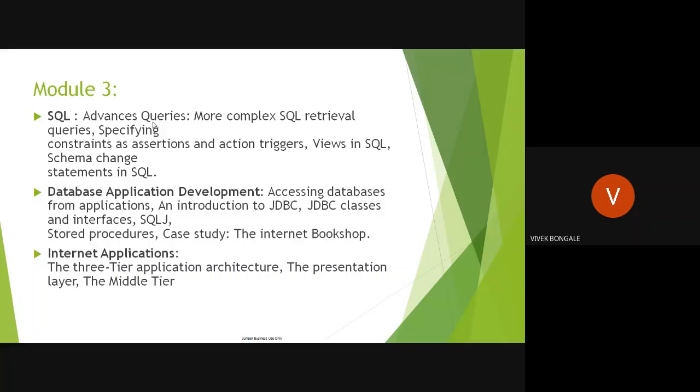In the third chapter, internet applications, we see the three-tier application architecture: the presentation layer, the middle layer, how the queries are going to be executed, and how an application is going to be implemented with the help of an architecture. That is the three-tier architecture we're going to see in this chapter.